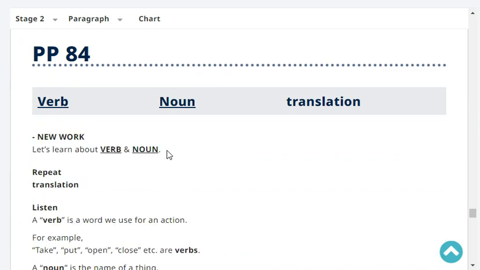Okay, next repeat: verb, noun. Very good. Okay, so let's talk about verbs and nouns. Okay, repeat: translation. Very good.